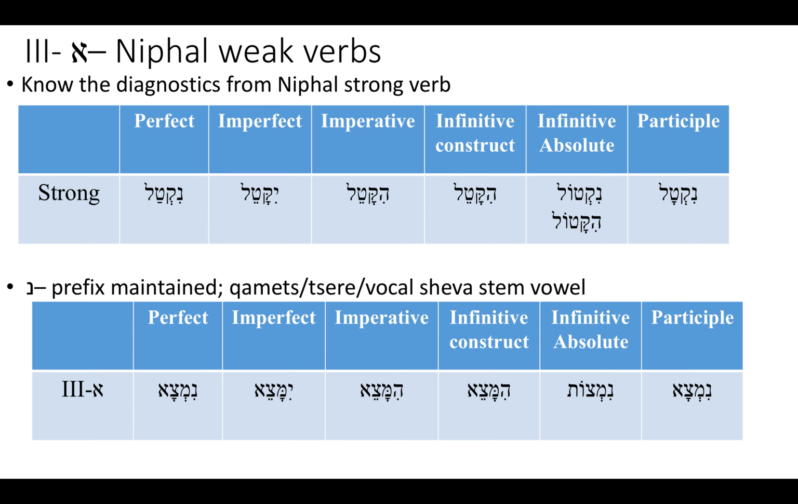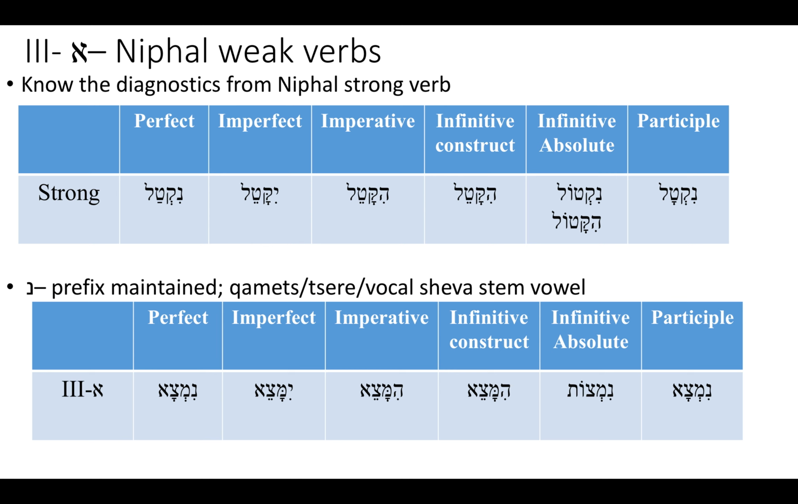So not too many differences if you look across the board here between the strong and weak forms. The main difference occurs in the stem vowel. So the third aleph perfect form, for example, here in the strong form, niktal, has a patach under the second consonant in that root. And with nimtza, we have a qamets there. So that's the impact of the quiescent aleph at the end, lengthening the vowel there.